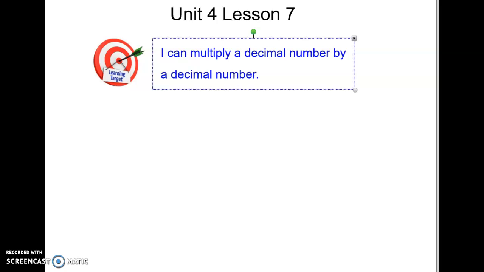So before we get started, I'd like for you to make sure that you have probably some scratch paper, your multiplication chart, a good pencil, and open your textbook to page 177.